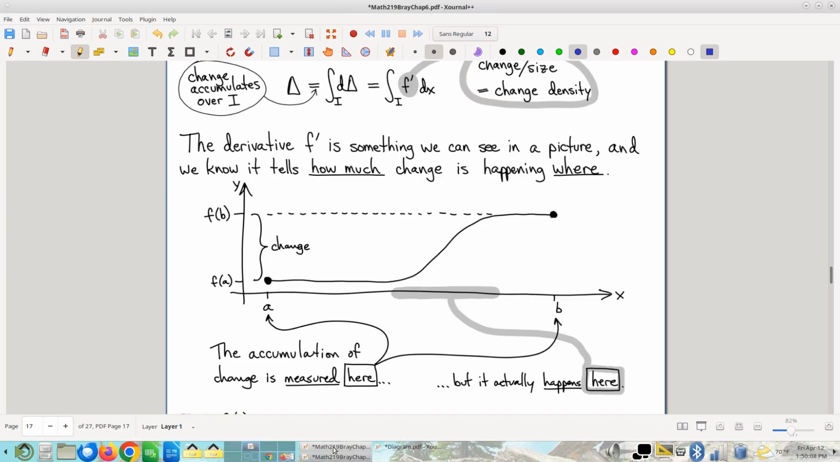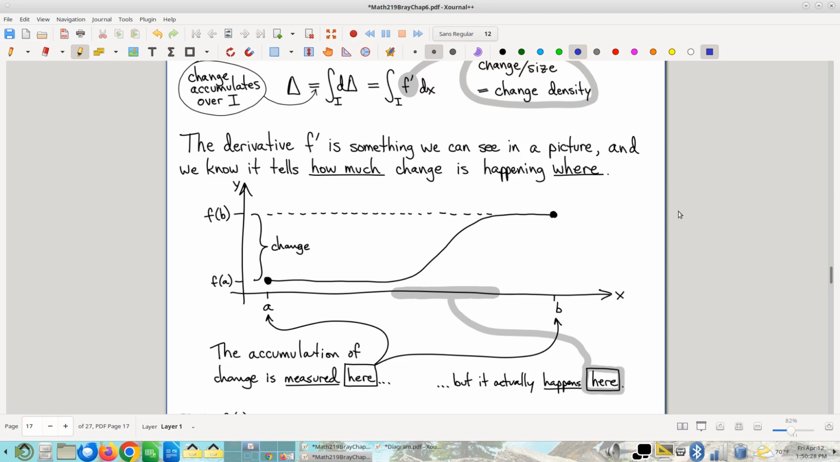Reminder, let's go back to chapter 6. Here's the little quick alternate point of view that I gave you all in the fundamental theorem of calculus. And the whole idea of the fundamental theorem of calculus, this take anyway, is that we want to think of it as a computation of change.